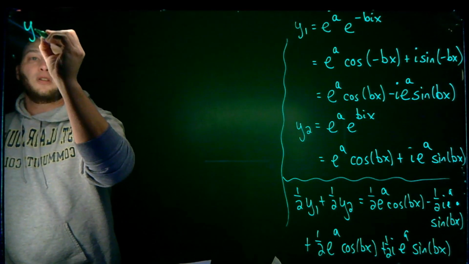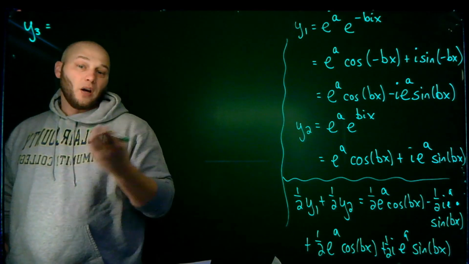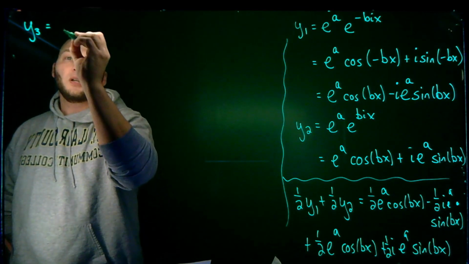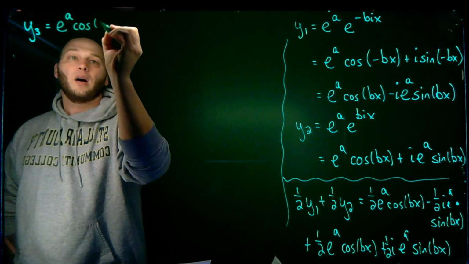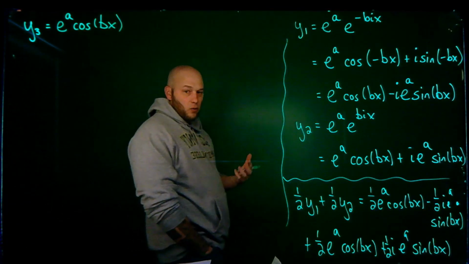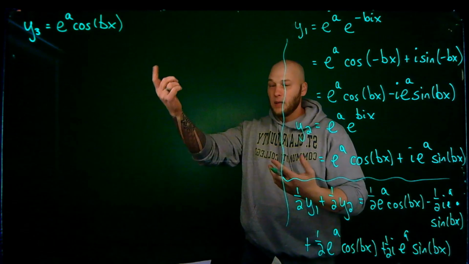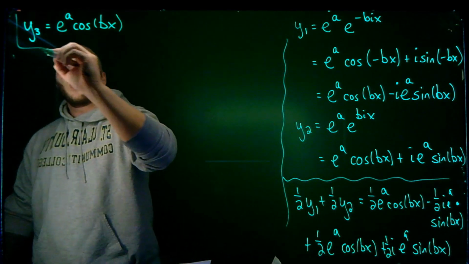So I'll denote this as y3 for the moment. y3, which is also a solution of the differential equation, is e to the a cosine of bx. This is a real valued function of a real variable, and again, it's a solution. So we're going to go ahead and box this off. This is one of the ones that we will use.